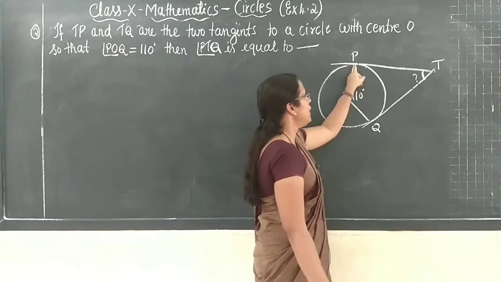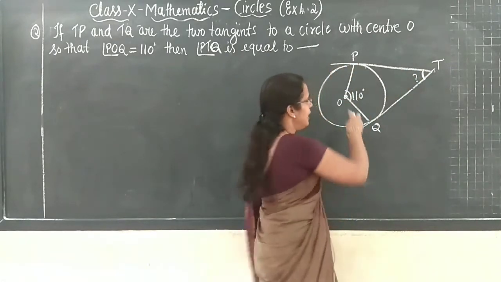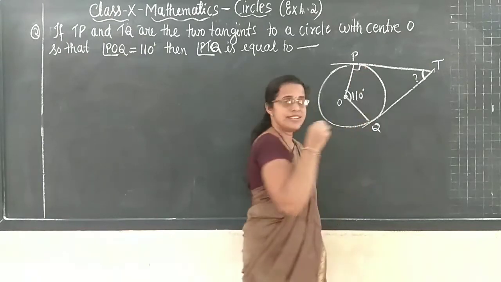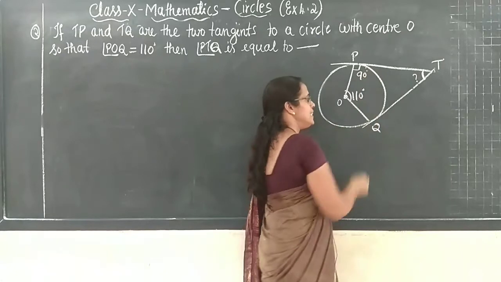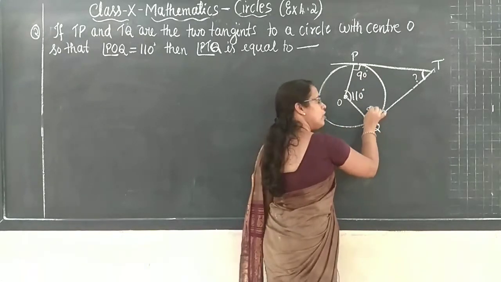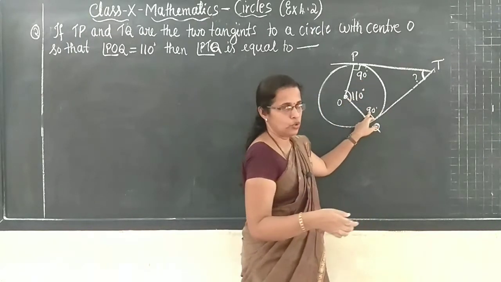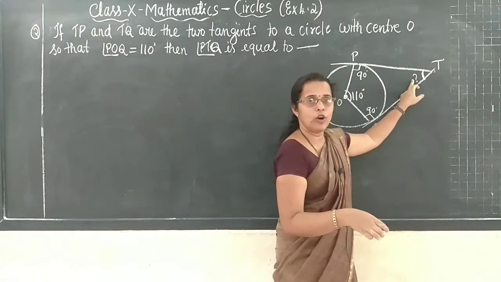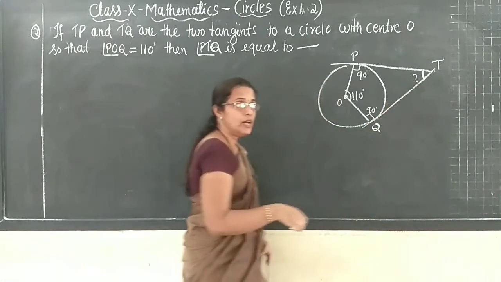Here, OP is perpendicular to TP. Yes or no, children? Radius is perpendicular to the tangent. That I already know because of the theorem. This is 90 degree, since radius is perpendicular to the tangent. This angle also you know, this angle you know, third angle you know. Easily we can find out the fourth angle by using the quadrilateral property.